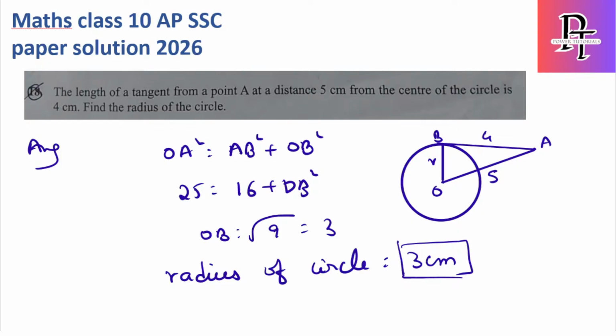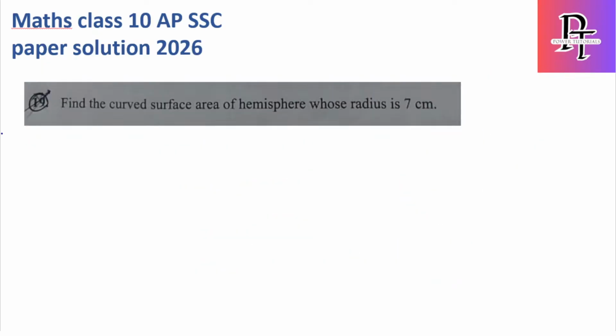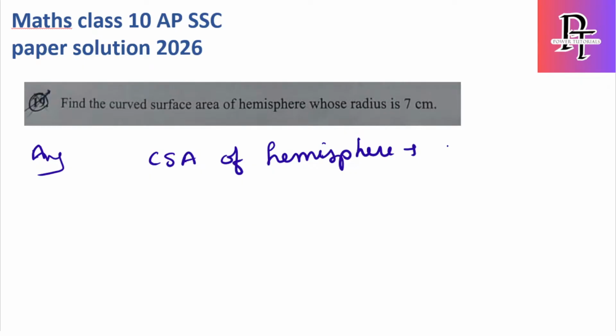Okay, let's move to the next one. 19th question. Find the curved surface area of a hemisphere whose radius is 7. So the curved surface area, CSA, of a hemisphere, what is the formula? The formula is 2 pi r square.